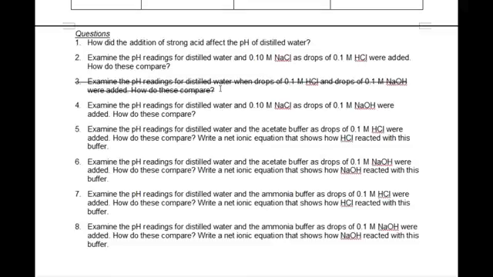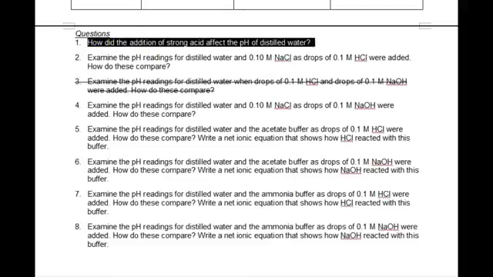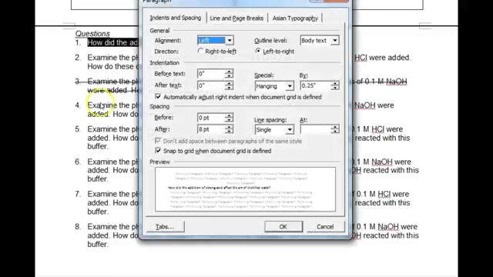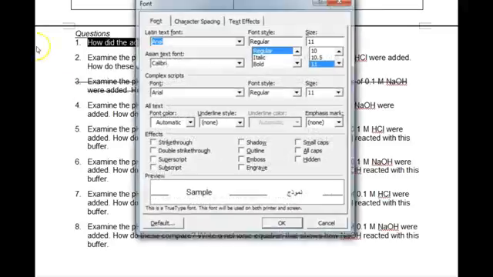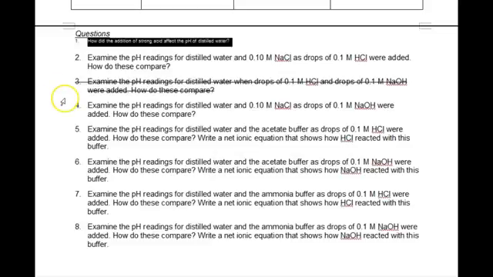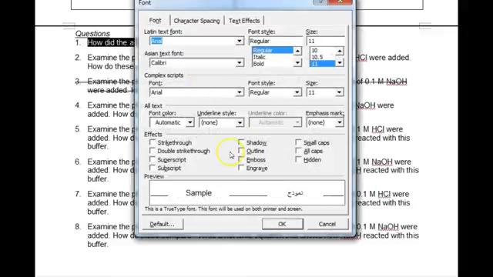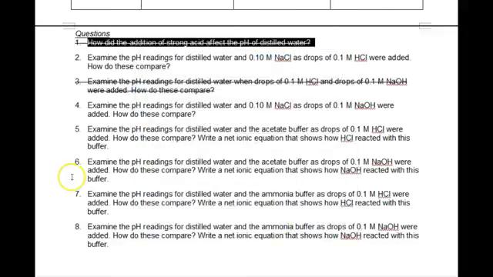First thing it says, how did the addition of strong acid affect the pH of distilled water? And then you were asked to examine the pH readings for water and NaCl as drops of hydrochloric acid were added. How do these compare? And then you were also asked to do it for the base. If you haven't already done this one, you don't have to do number 1 because number 1 is basically the same as number 2 as well. So I'm going to go ahead and mark that one out. Give me 1 second. There we go. I can't mark out things well. There we go. Right one now.